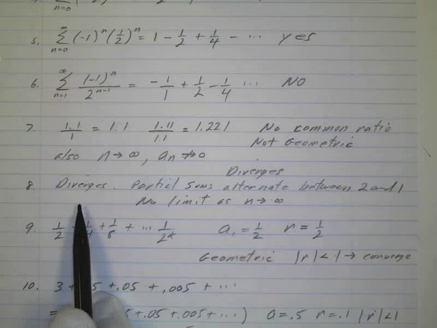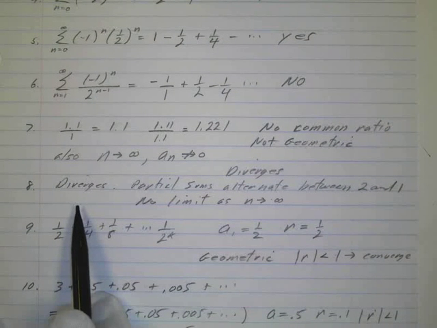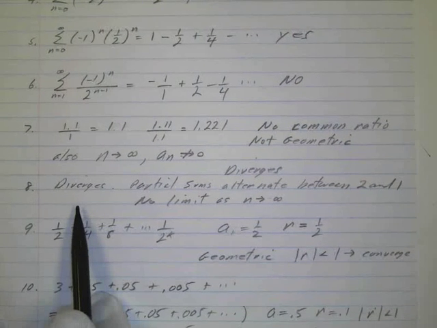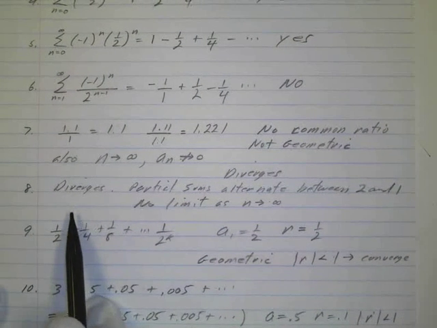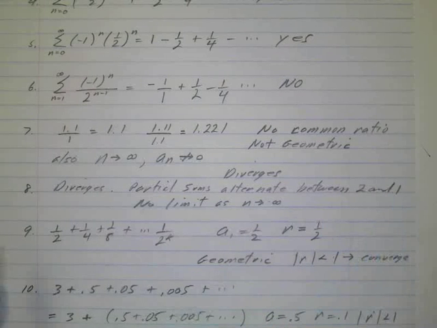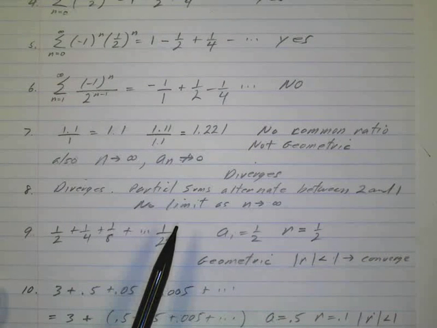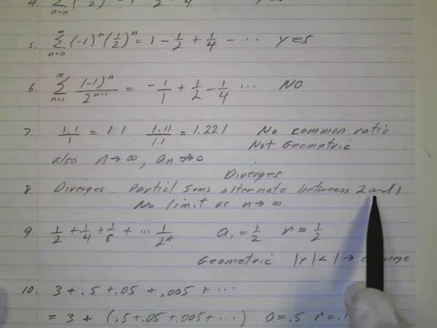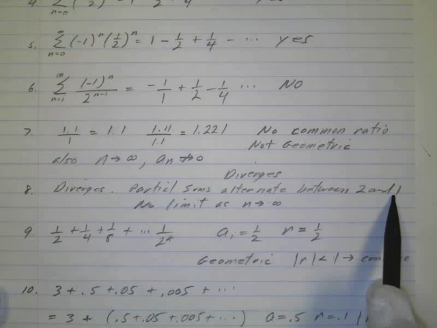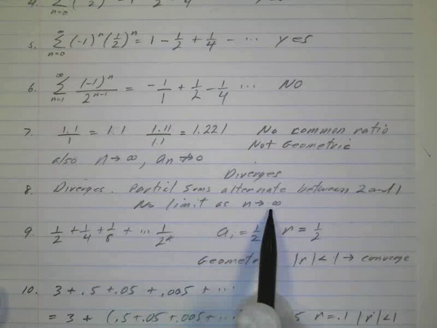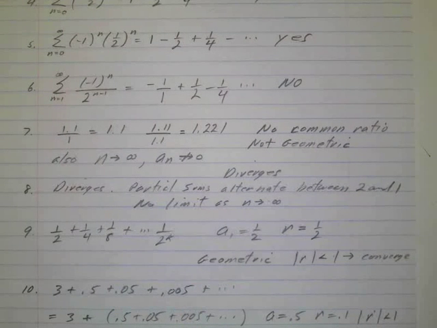Number 8. If I look at number 8, this was 2, negative 1, plus 1, negative 1, plus 1, negative 1. So it just kind of alternated. The partial sums alternate between 2 and 1. In other words, if you take the partial sums, 2 minus 1 is 1, and then 1 plus 1 is 2, and then 2 minus 1 is 1, and then 1 plus 1 is 2. So the partial sums alternate between 2 and 1. All right, so there's no limit as n approaches infinity. It's an oscillating situation, so you don't have a limit.